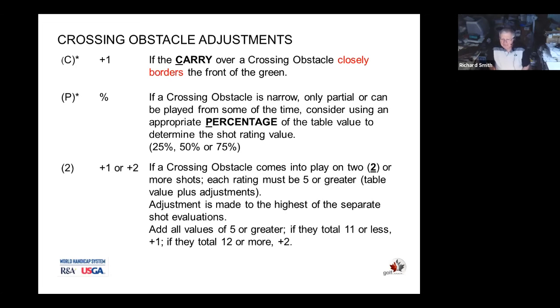So on 2 or more shots, the rating must be 5 or greater, each one of them, table values plus adjustments. And the adjustment is placed on the highest of the evaluations. Add all the values 5 or greater. If your total is 5 or less, the adjustment is +1. If the total is 12 or more, the adjustment is +2, unchanged from prior versions.